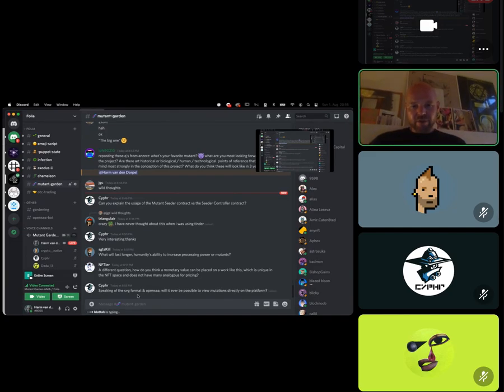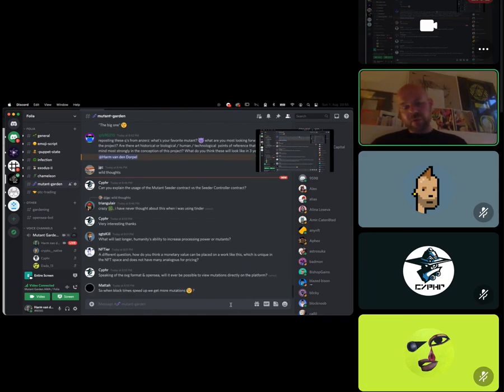Yeah, I like this question. Speaking of the SVG format and OpenSea, will it ever be possible to view mutations in multiple platforms? Yeah, so I've been researching WebP as a file format, and WebP actually supports animation. So it's like animated GIF, but without the low quality dithering. So I'm considering also adding that to the metadata, so you would have the SVG of the last mutation as the thumbnail, and then if you click, you could get a WebP animation, something like this. I think that would be nice.